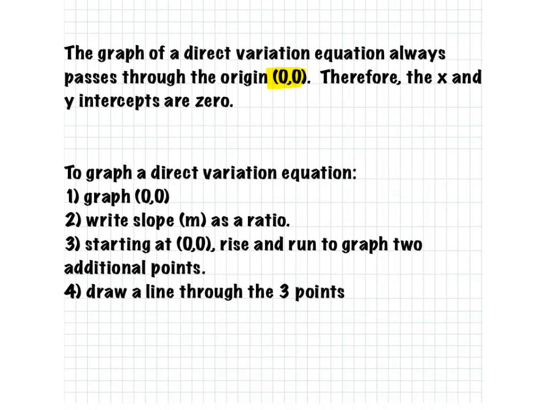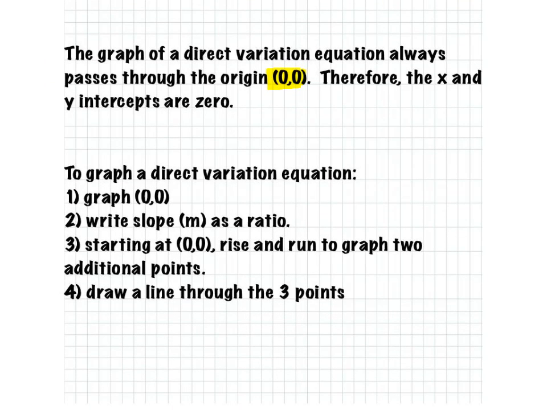So here's how we're going to graph these equations. Write this down. To graph a direct variation equation, number 1, graph the point 0, 0. Number 2, write the slope as a ratio. Number 3, starting at 0, 0, rise and run to graph 2 additional points. Number 4, draw a line through all 3 points that you now have on your graph. And you're done graphing.